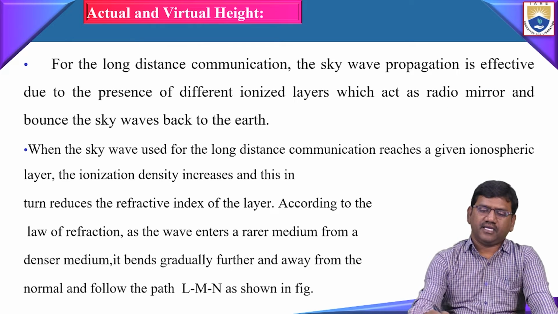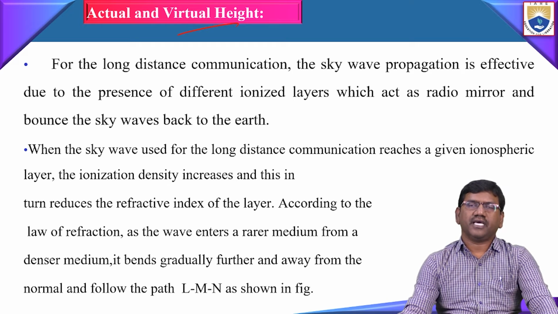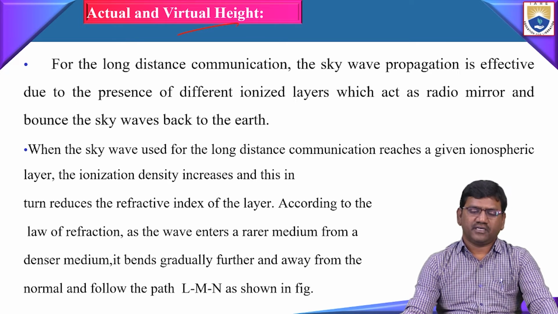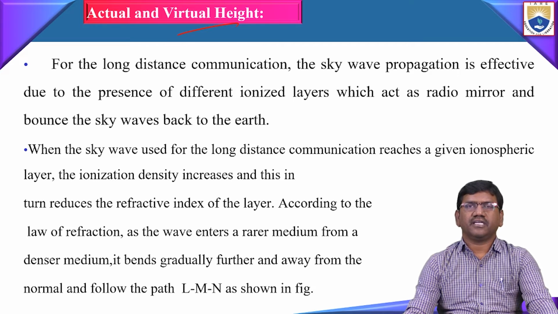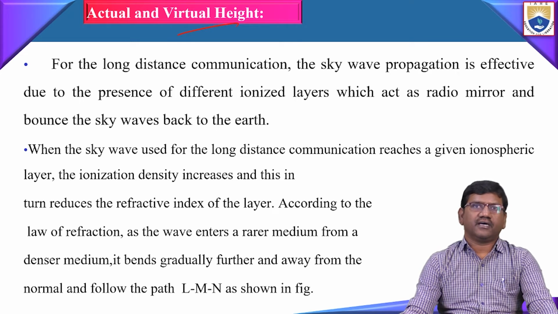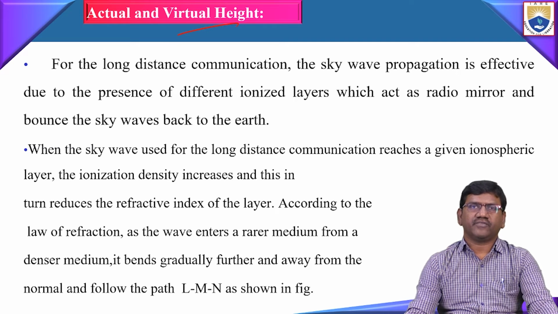Now let us come to another topic, which is known as the actual height and the virtual height. The actual height and the virtual height are two important parameters of skywave propagation. The actual height is different from the virtual height. For long distance communication, skywave propagation is effective due to the presence of different ionosphere layers which act as a radio mirror. The ionospheric layer is one important layer used for long distance communication, so that we can transmit the signal for 500 kilometers or 1000 kilometers through the process of reflection and refraction.